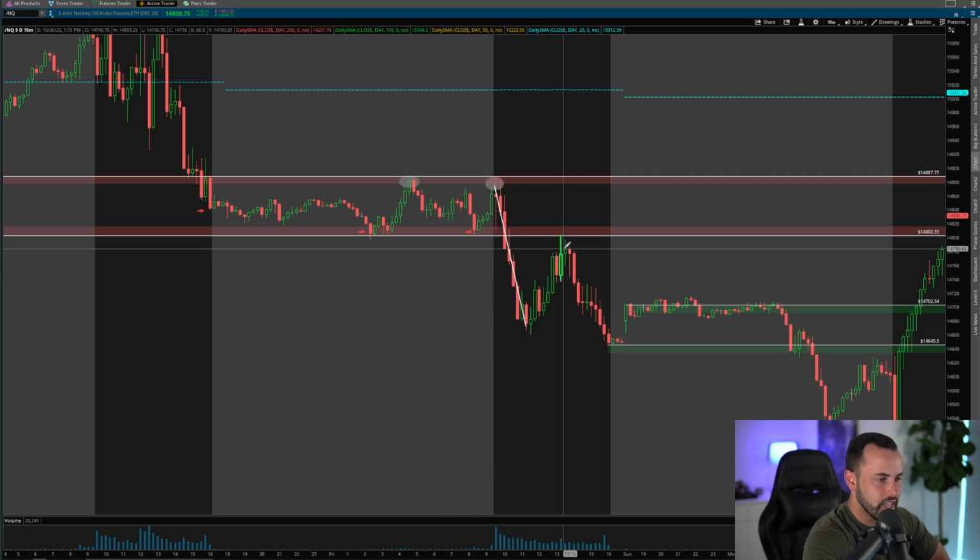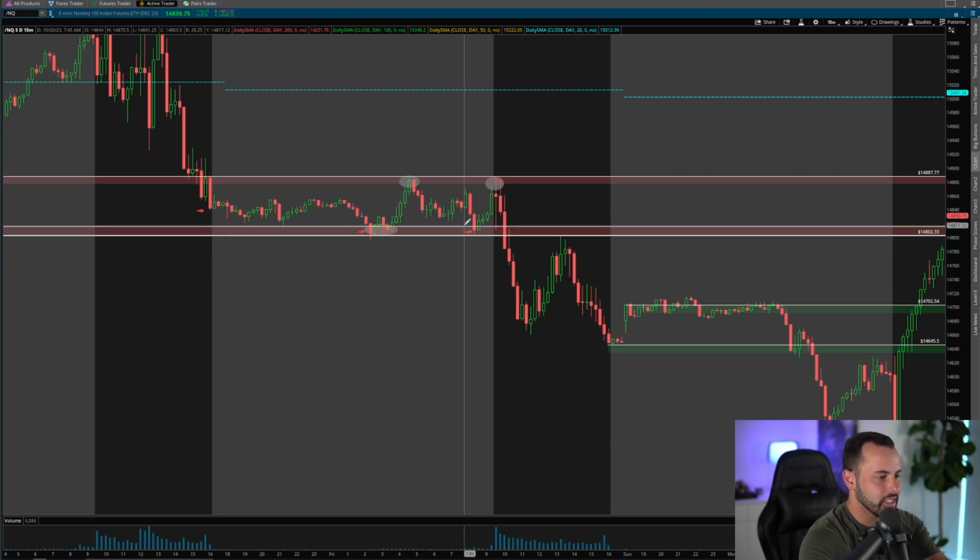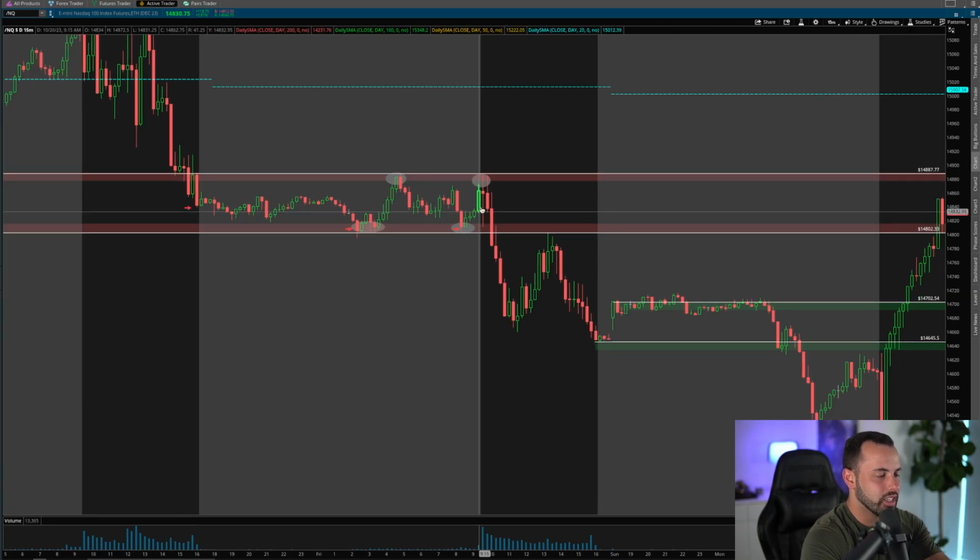Now, later in the day, we pushed back up into that level. And this is where things start to get interesting for me, right? You can see we are pushing back into that previous low, back into that double bottom low from pre-market, and back towards that previous day low. And that is where you start to see if rejections are going to show up.